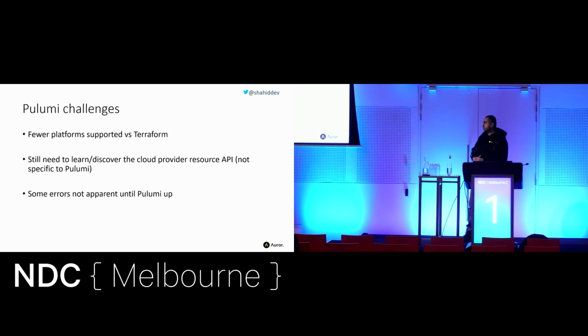Some of the errors you get with Pulumi aren't necessarily apparent until you run Pulumi up. Again, a bit harsh to put this as a Pulumi challenge. It's not Pulumi's fault. Ultimately, it means that the provider's API doesn't necessarily expose the right validation logic, I presume they're using things like OpenAPI, and it doesn't expose that. So until Pulumi tries to invoke the resource, it gets an error because you didn't supply a mandatory value or something.